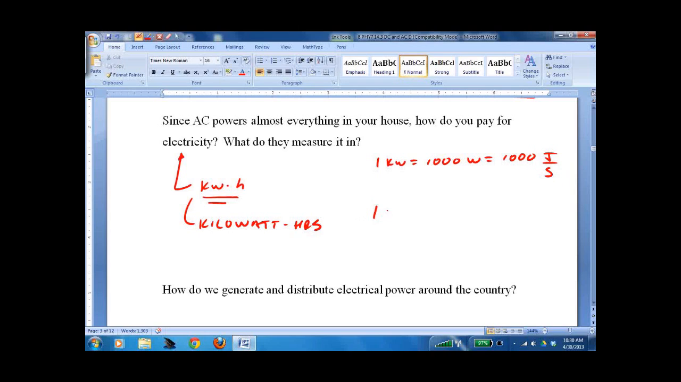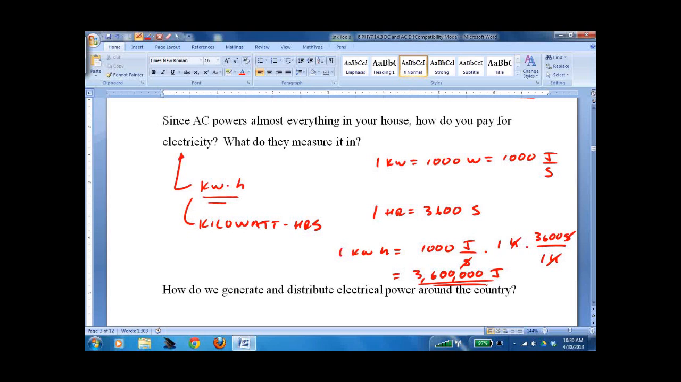And an hour has 3,600 seconds. So 1 kilowatt hour would be 1,000 joules per second, which is a watt, times 1 hour. And now we have to convert this. 1 hour has 3,600 seconds. Now we get rid of hours and we get rid of seconds. So 1 kilowatt hour is 3,600,000 joules. A lot of energy.